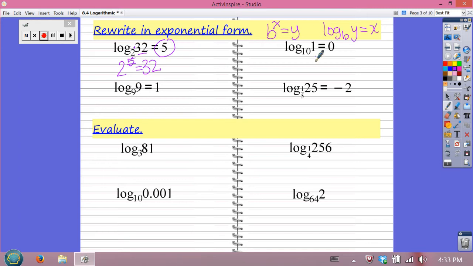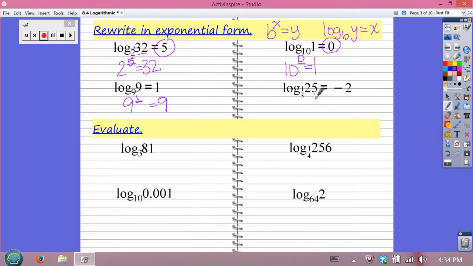Okay, so over here, 10 to the what power equals 1? Well, we know that 10, or anything to the 0 power equals 1, so 10 to the what power equals 1, the answer is 0. 9 to the what power equals 9? We know that anything to the first power equals itself, so the answer is 1.